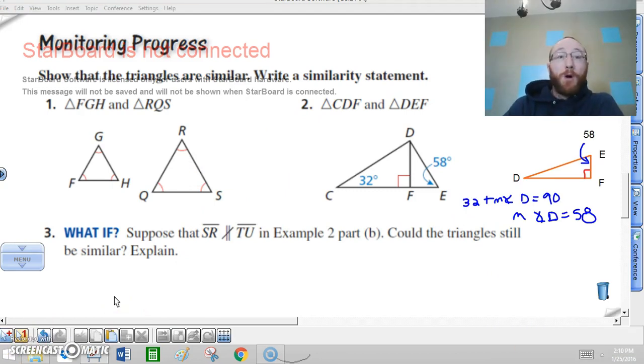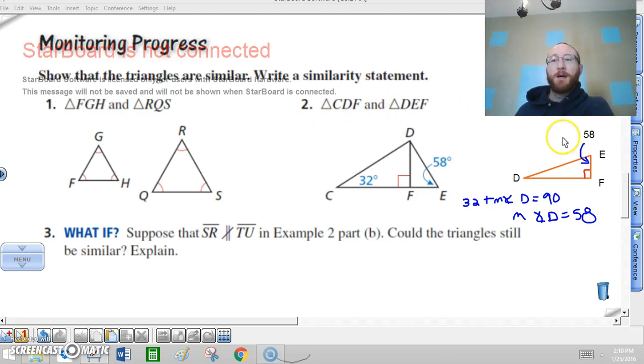Alright, so for number one, it's pretty easy to show that the triangles are similar. We have so many angles to choose from. In fact, since this is an equilateral triangle, equiangular, and this is equiangular, we can actually match this up in a million different ways. There's an angle and an angle, they're all the same. So these triangles, the similarity statement, you can actually write any way you want. You can write FGH is similar to RQS, FGH is similar to QRS, and so on and so forth.